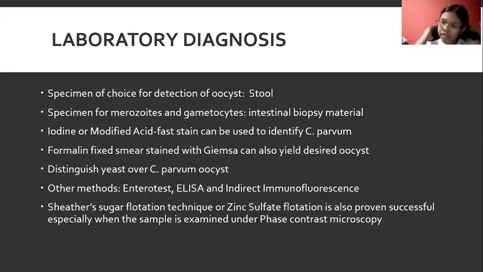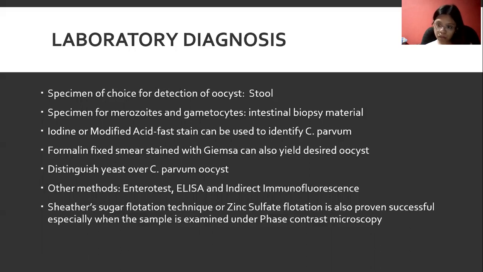Okay, so laboratory diagnosis, specimen of choice is stool. For merozoites and gametocytes, we can use the intestinal biopsy material. Iodine or modified acid-fast stain can be used to identify C. parvum. And the method can also use formalin-fixed smear stained with Giemsa for the detection of the oocyst.